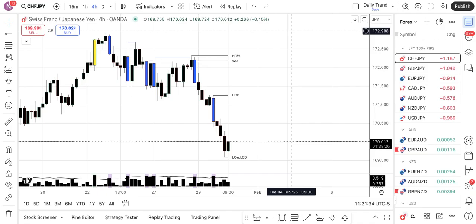Okay, so quick check down. I watch all of the currency pairs, all the majors and crosses. I don't trade exotics or anything like that. But this is what I would do. Okay, so I'm going to start with Swiss yen.